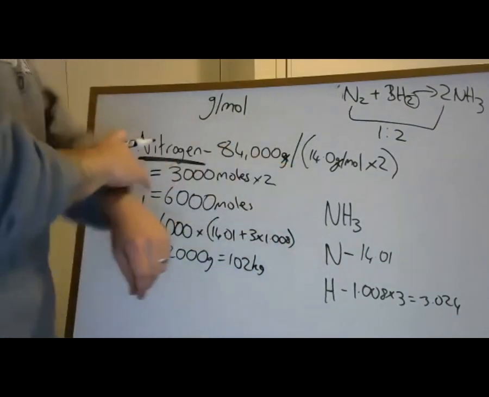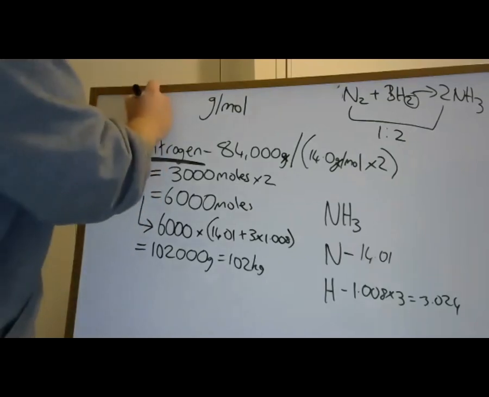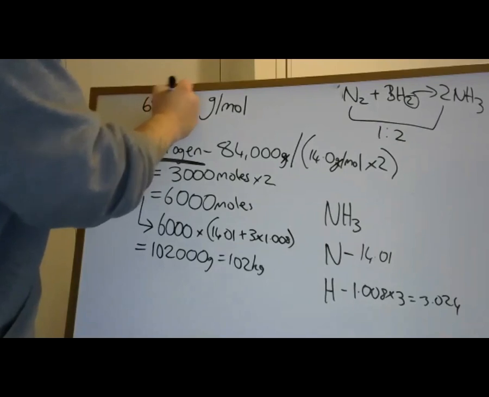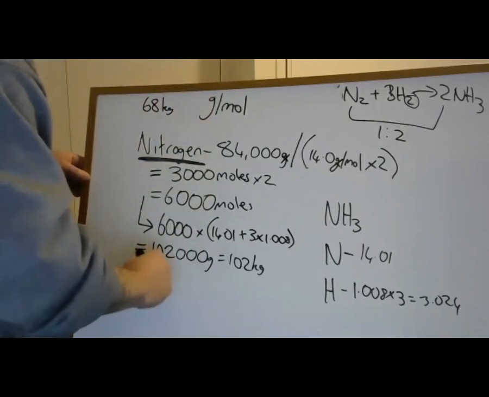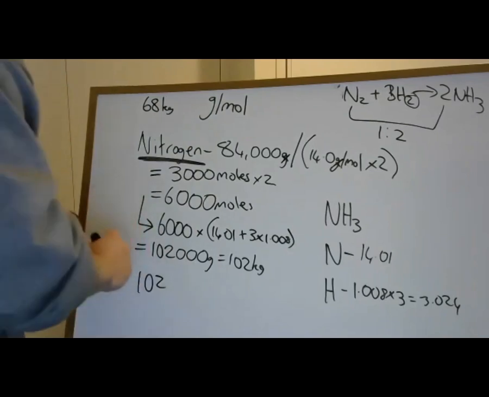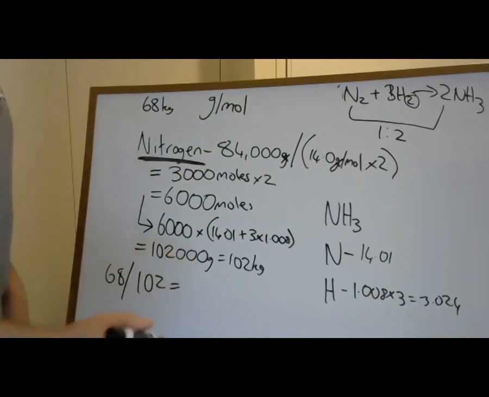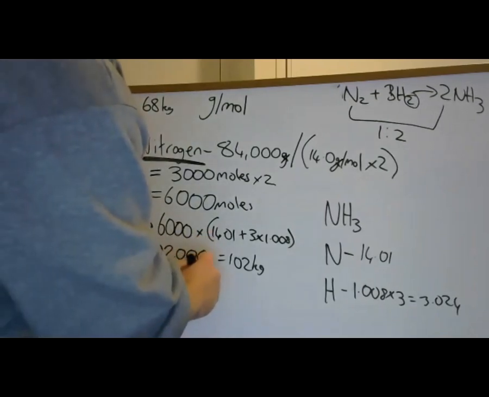Now, our actual yield from the question is 68 kilograms. So 68 out of 102 gives us 67%.